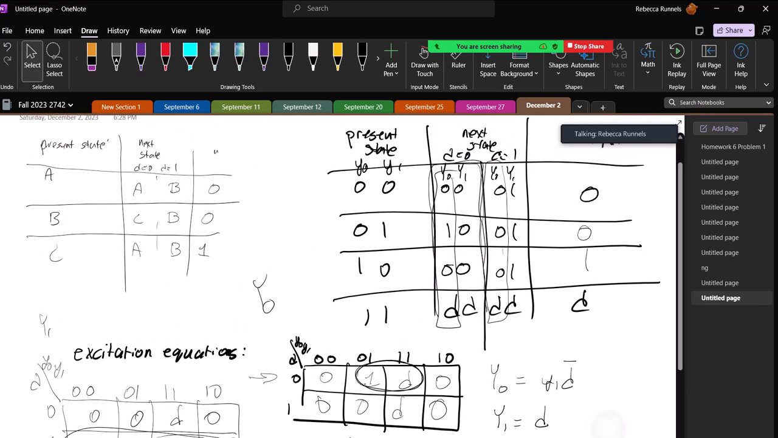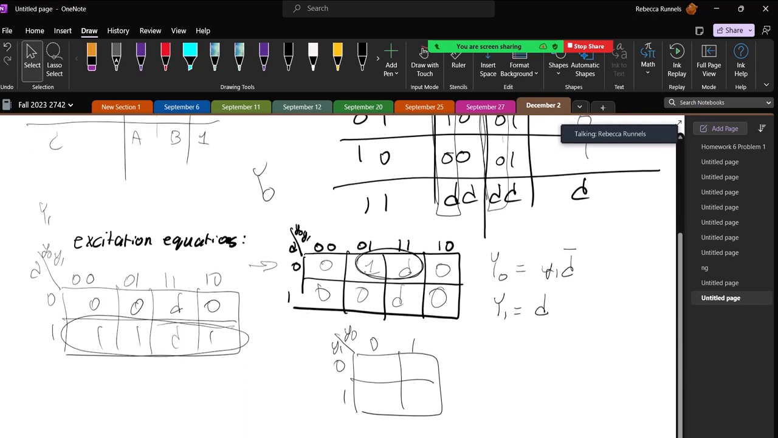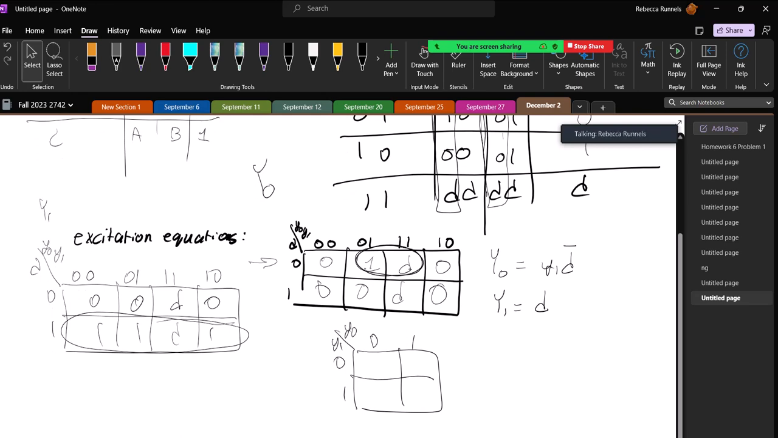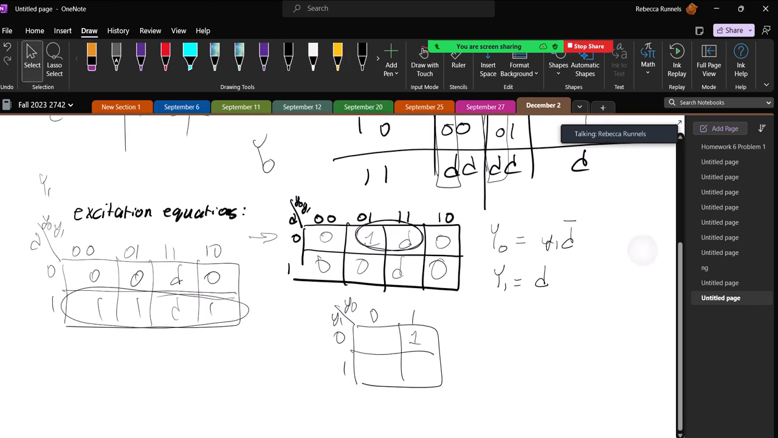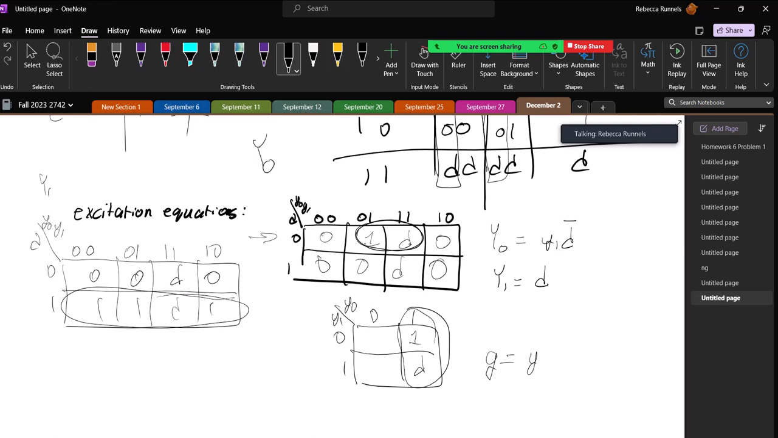And when y0 was 1 and y1 is 0, that was a 1. y0, 1, and 1, 1 is don't care. And so our output will be y0. All right, so now I have these excitation equations.